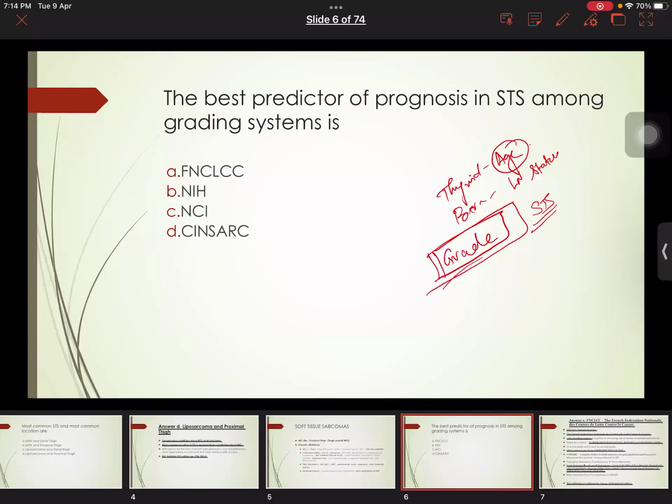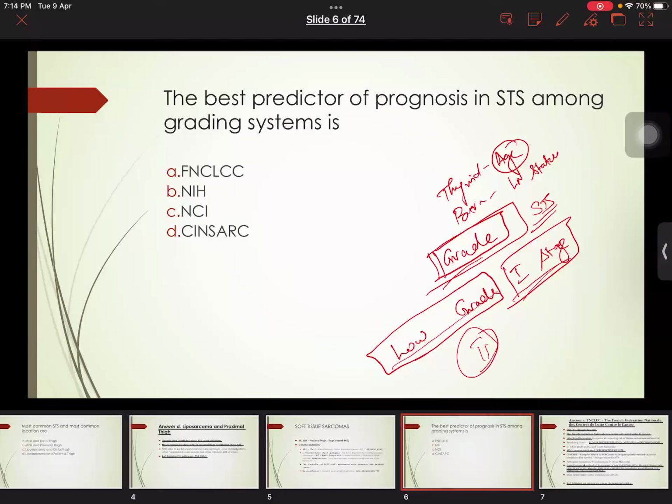The same way, when we talk about sarcomas, the most important factor in any soft tissue sarcoma is going to be the grade. Remember, as far as grading is concerned, all low-grade sarcomas are stage 1. All low-grade sarcomas are going to be stage 1 sarcomas. So anything which is not low-grade cannot become a stage 1. Even if it is a small tumor, if it is going to be high-grade, it will straight away go into stage 2. So only the low-grade sarcomas will come under stage 1. We'll be seeing the staging in one of the subsequent slides.